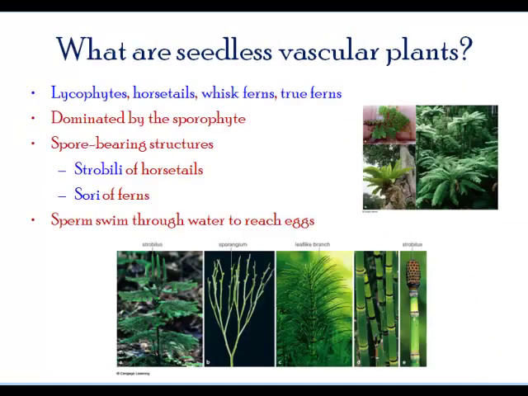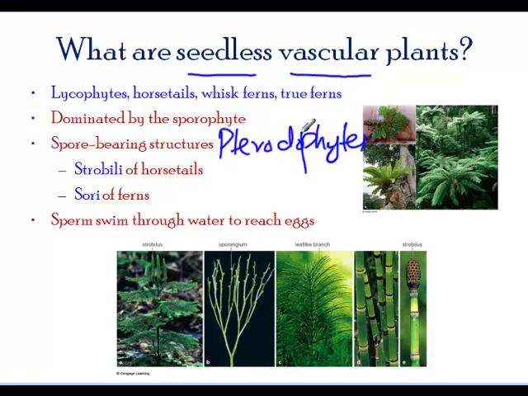Okay, now the next we want to do are the ones that have the seeds in them. And these are the vascular plants. The vascular plants are divided into seedless and seeded plants. The first one we will do are the seedless plants. And these seedless plants are the ones that I gave you the name for before. They're also called pteridophytes. And the reason I'm giving you this name is because if you look up an old book, you'll usually find pteridophytes. They are the lycophytes, the horsetails, and the whisk ferns. And they're also called the true ferns.